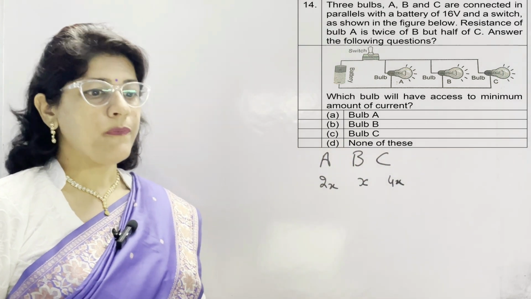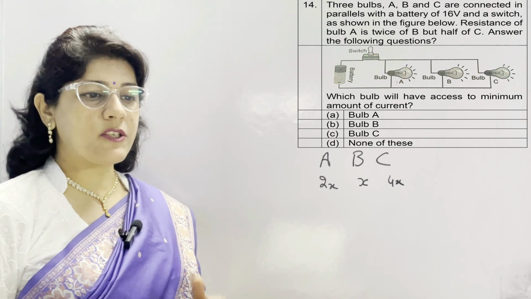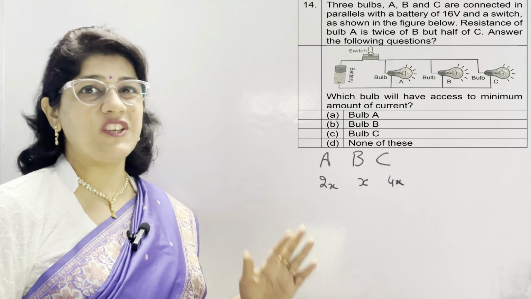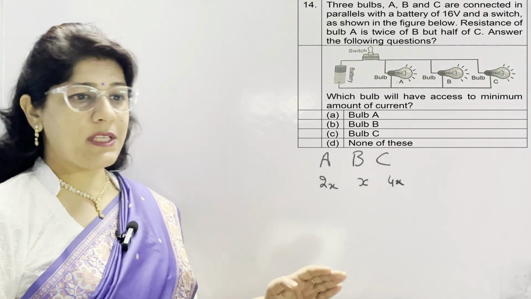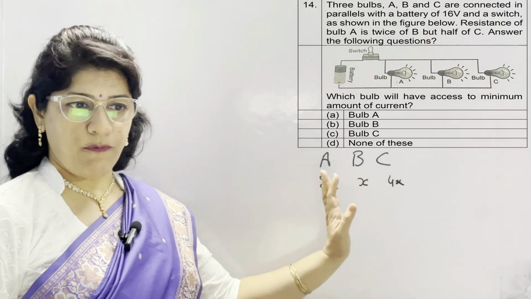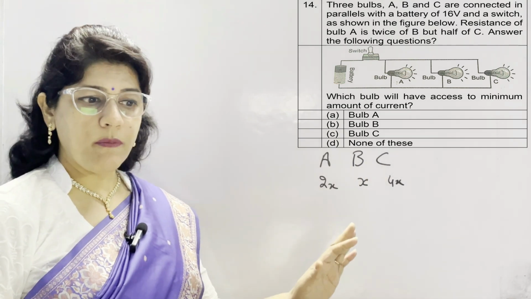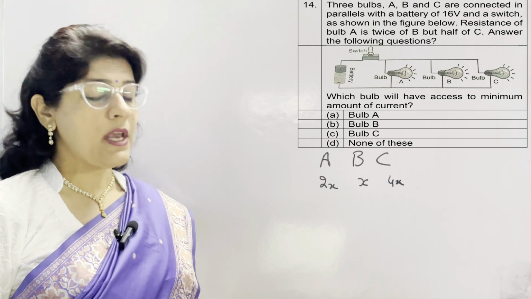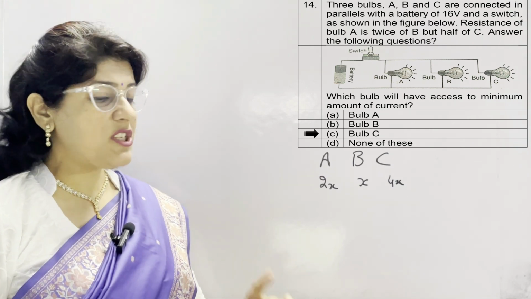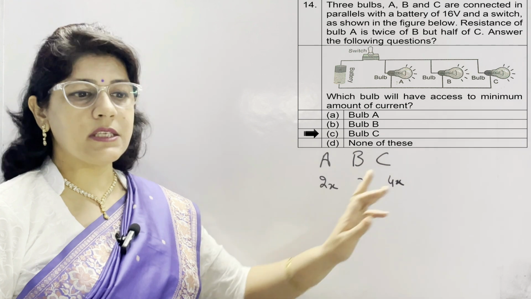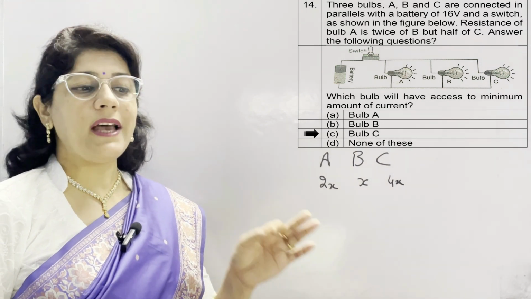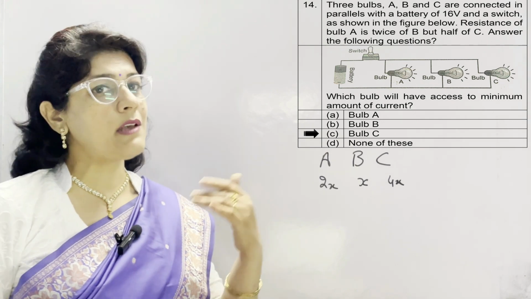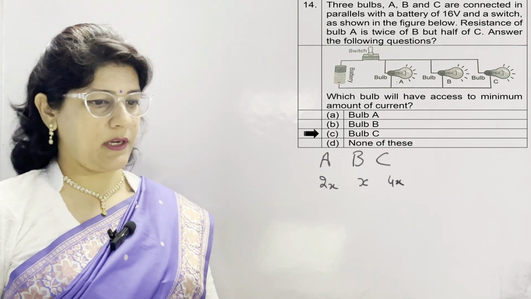Now the question is, which bulb will have the minimum amount of current? The one with the highest resistance will have the least current. Which has the highest resistance? C does, 4 times of B. So the options are bulb A, bulb B, bulb C and none of these, and option number C, which is bulb C, is our correct answer, which has the minimum amount of current because its resistance is high. Option number C is correct.